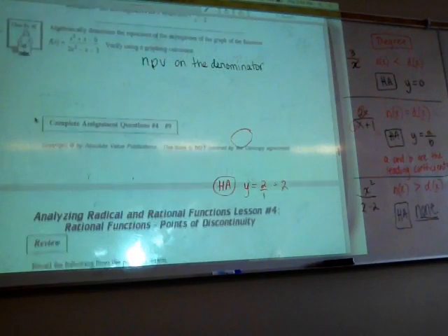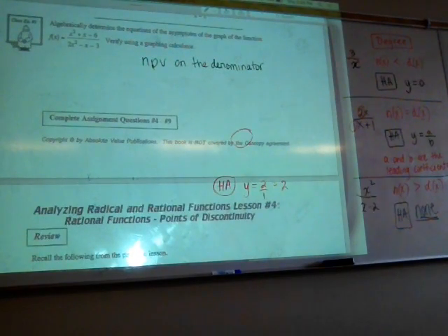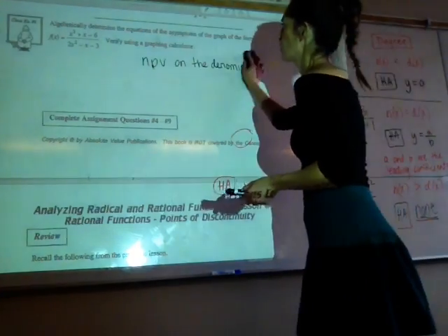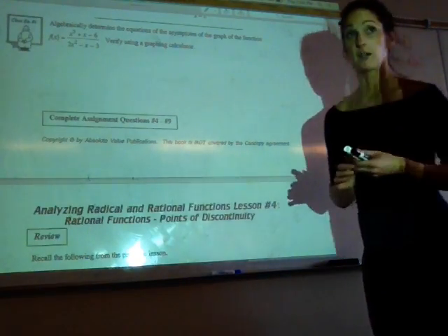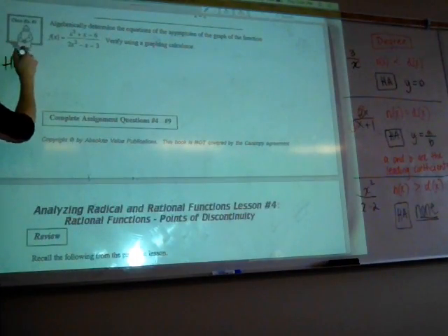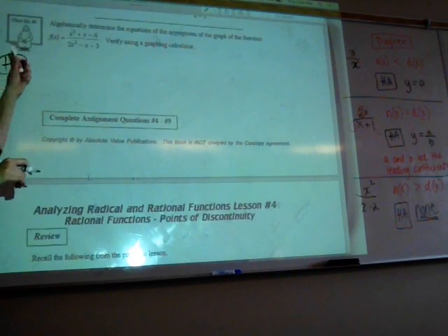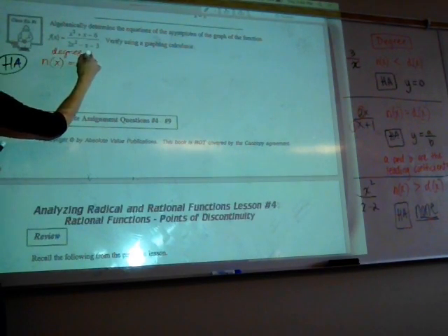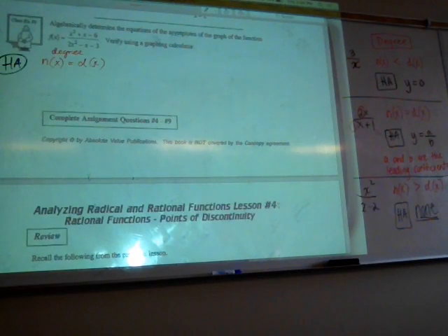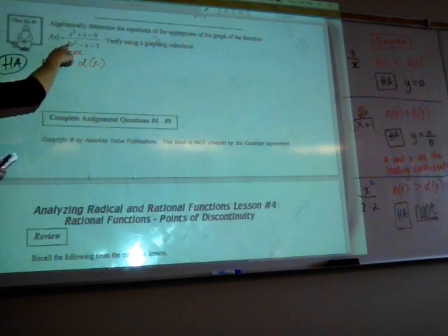So let's see if those rules have sunk in. Algebraically, we have to determine the equations of the asymptotes of the graph without using a calculator at first, so algebraically. I'm going to start with the horizontal asymptote. Okay, let's look at the degrees. We have x squared, x squared. So both degree 2. What is my horizontal asymptote? Degree of the numerator is equal to the degree of the denominator. So heard it over here? We said it? 1 over 2. Good. We take the leading coefficients, 1 divided by 2.